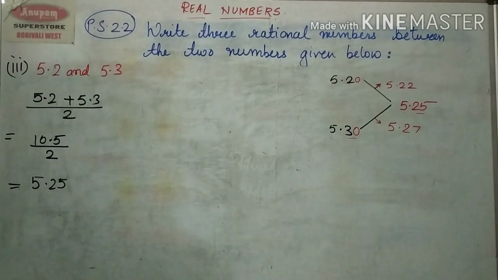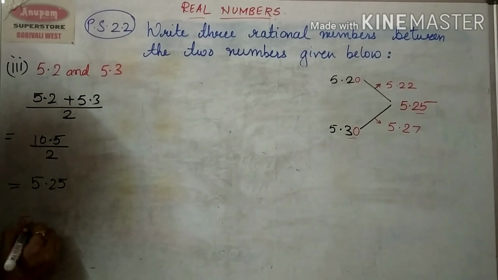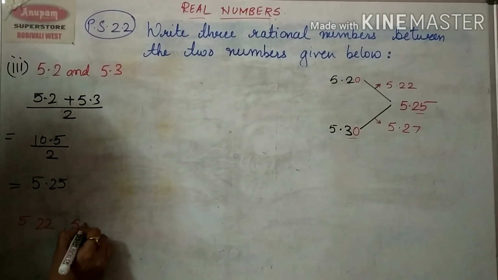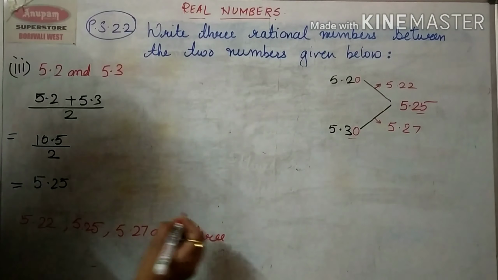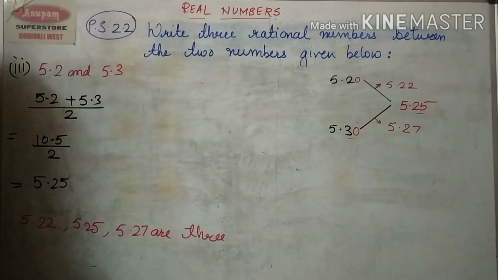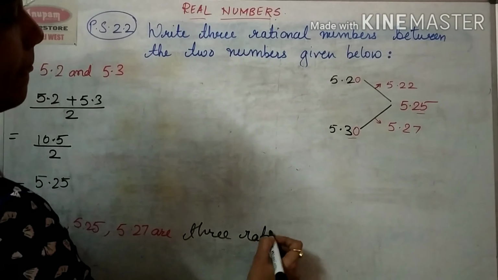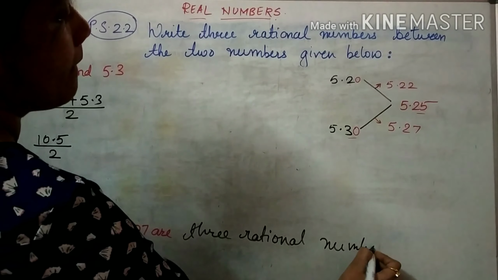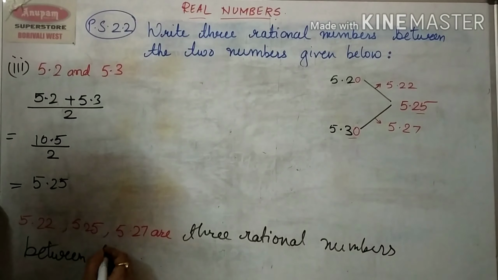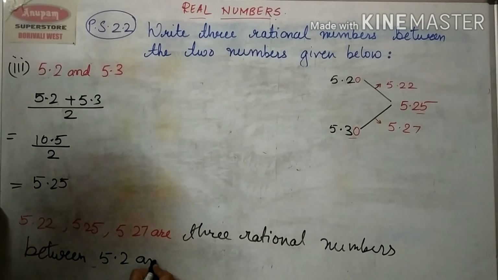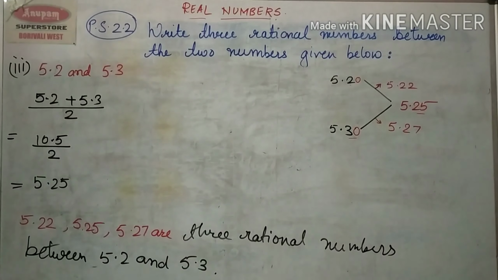So these are my 3 numbers which I'll write down, and therefore my answer will be 5.22, 5.25 and 5.27 are 3 rational numbers between 5.2 and 5.3. Now let us check the other examples.